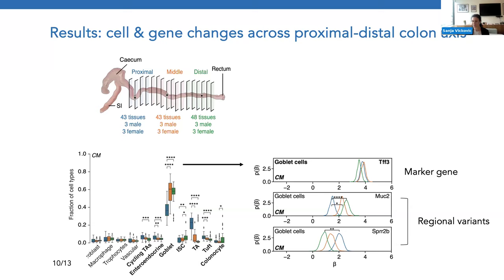So I wouldn't necessarily expect it to be very different between the different parts of the colon. But then the two bottom graphs show mucin 2 and SPRR2B, which are differentially expressed between the parts of the colon. Mucin 2 is more highly abundant in the distal colon, producing more mucus. Again, something we expected. And then SPRR2B is very much responsible for antimicrobial activity and more highly expressed in the proximal colon. So now with the C-splotch method, we can both find marker genes and we can find regional variants.